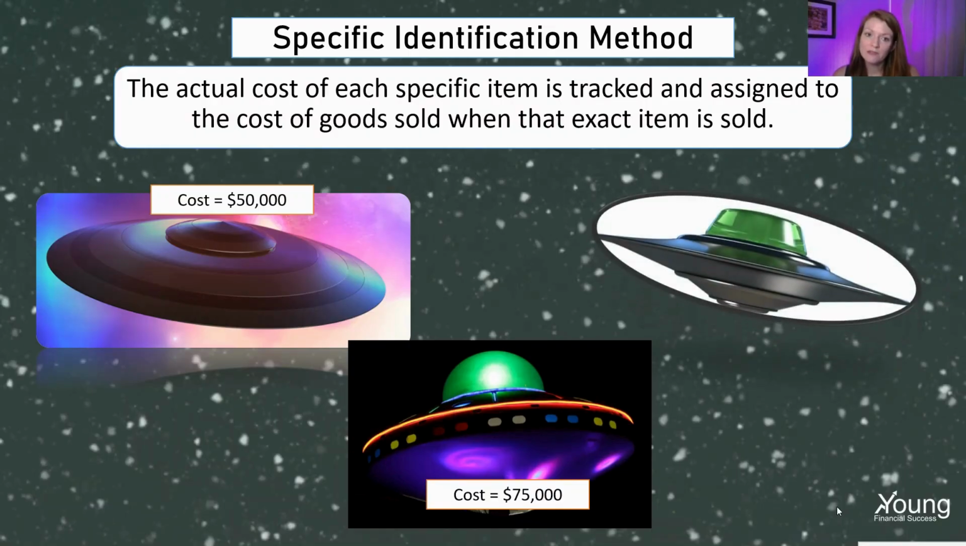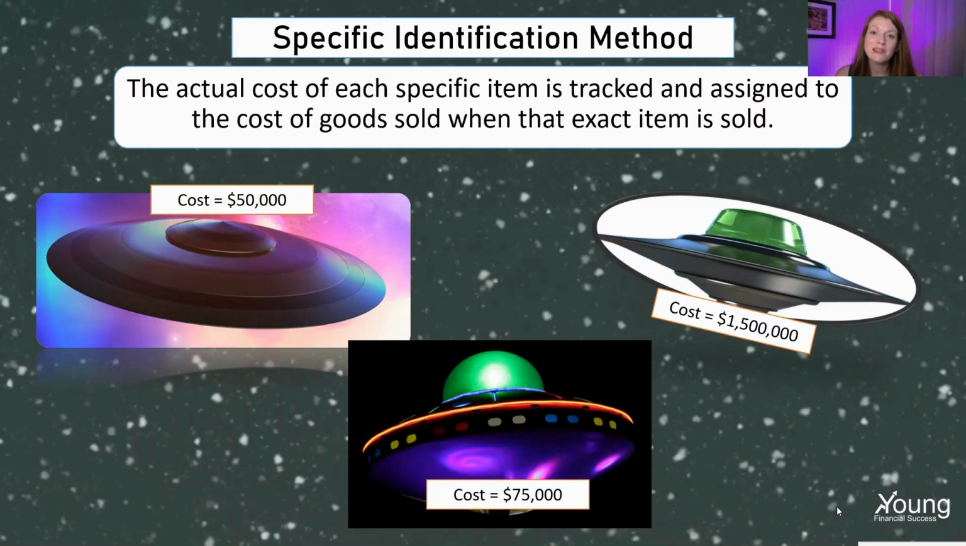Then we have this final very top of the line UFO that actually will travel to other planets. So that one is a whopping $1.5 million. So, with a product like this that we are selling, we can't just average the prices or say, oh, we'll just kind of put them all in one basket, because they vary in cost to us so drastically that we have to say, no, this specific UFO cost us that.